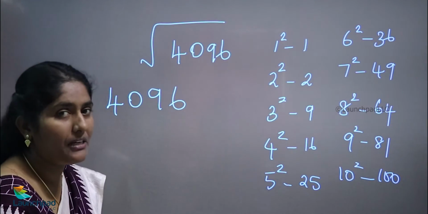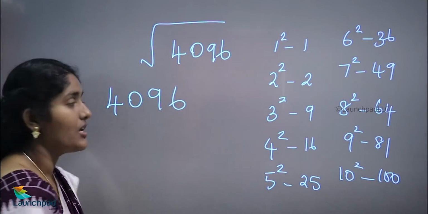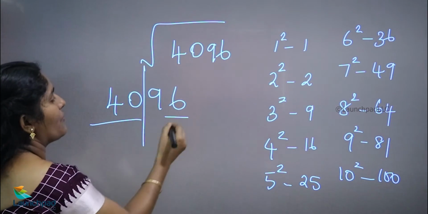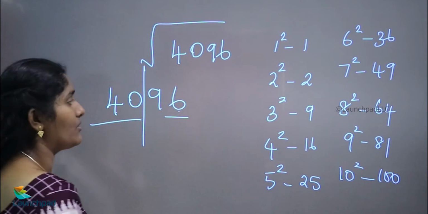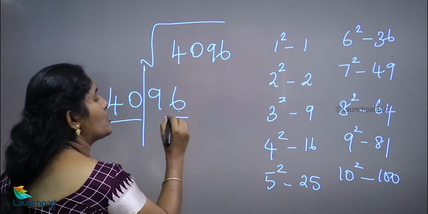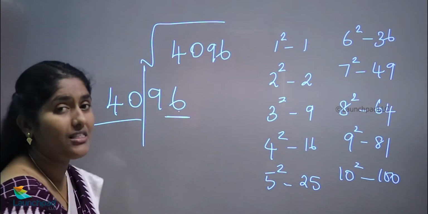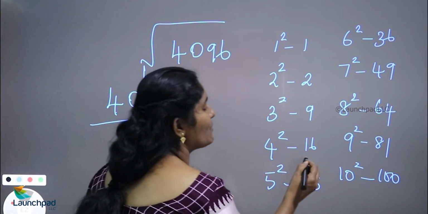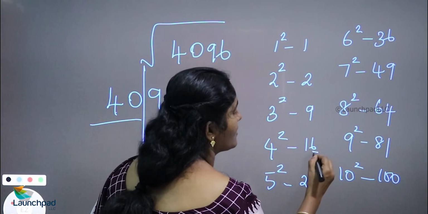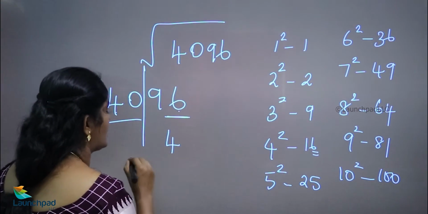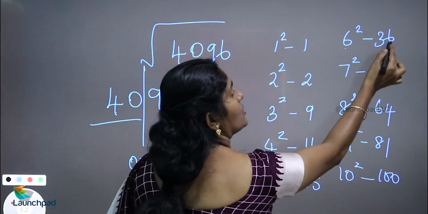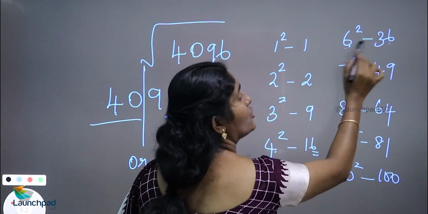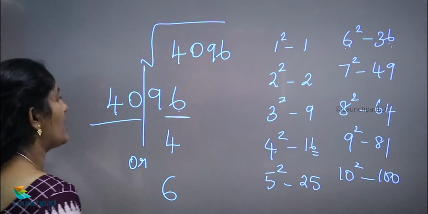So you want to split this number into two digits from your right hand side. This is your first part and this is your second part. In your first part, you want to check the unit digit alone. The unit digit is nothing but the ending digit. So 6. In your square answers, which has the ending value 6? 4 square ends with 6 and similarly 6 square also ends with 6. Okay, 40.